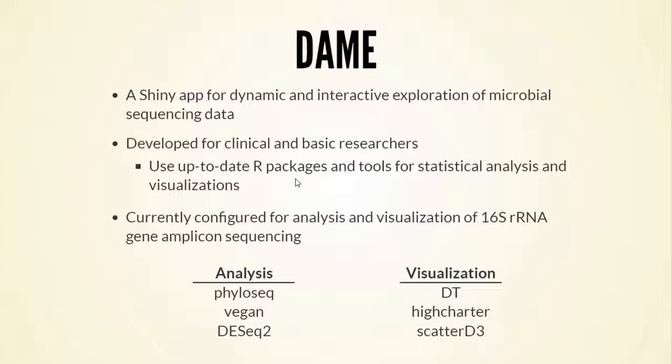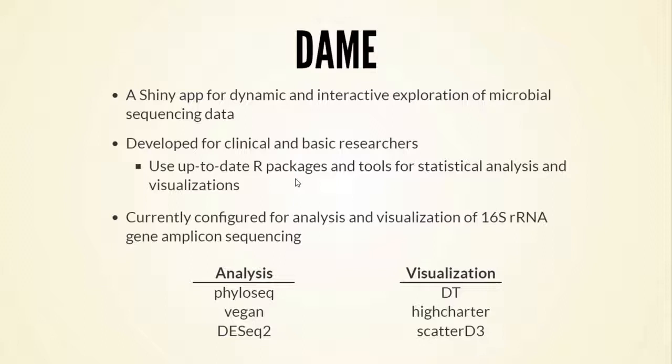Right now we're currently configured for 16S rRNA gene amplicon sequencing. This is the primary data that we generate, but we're quickly moving into more metagenomic and metatranscriptomic data. So we'll likely update this app as we get a better feel for that data.